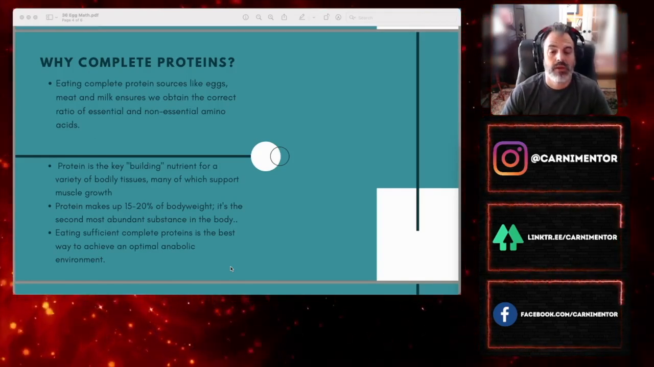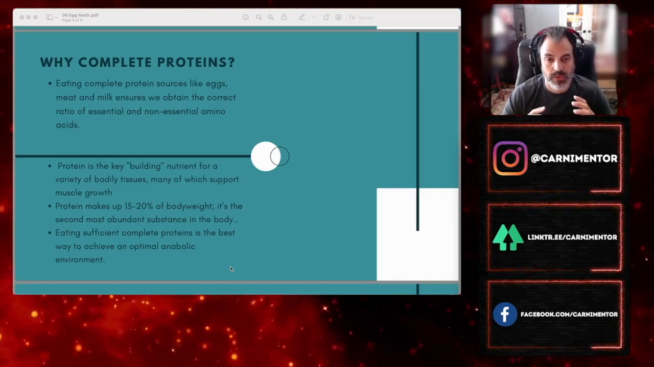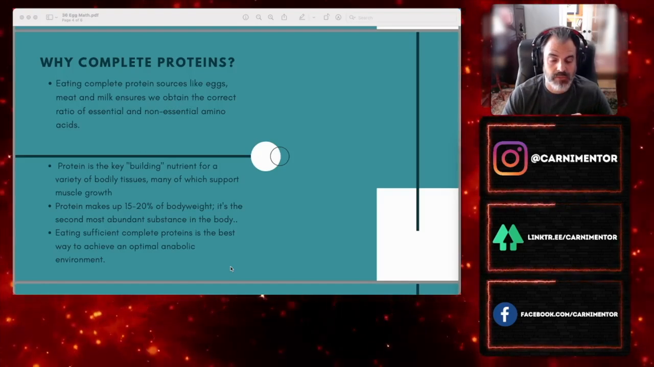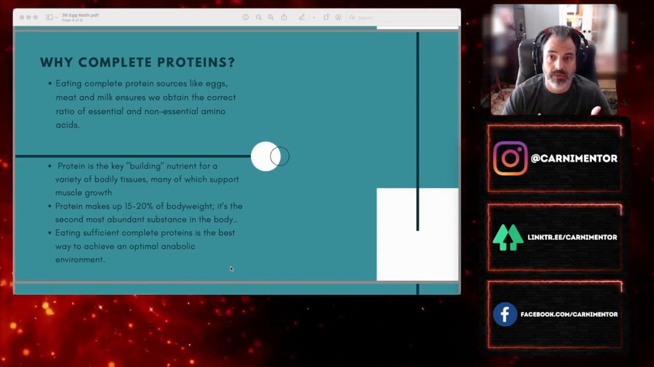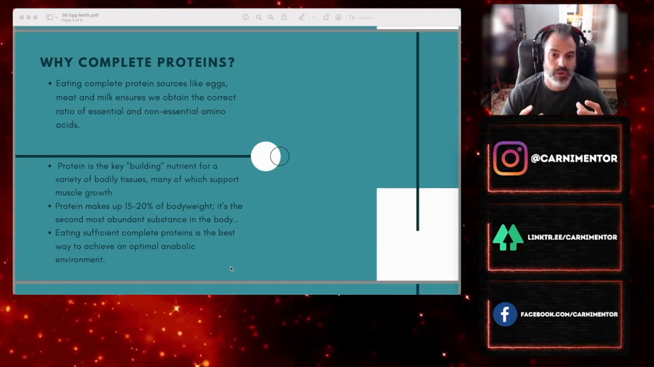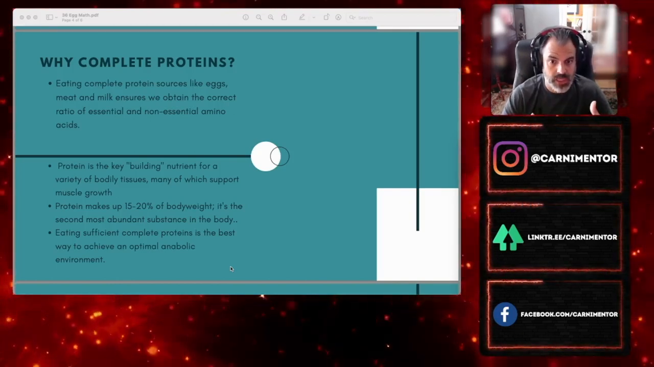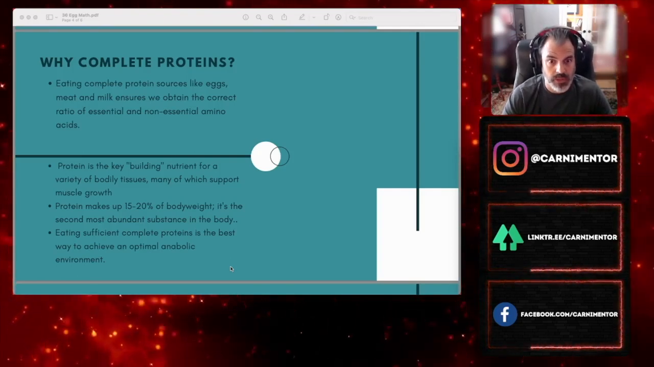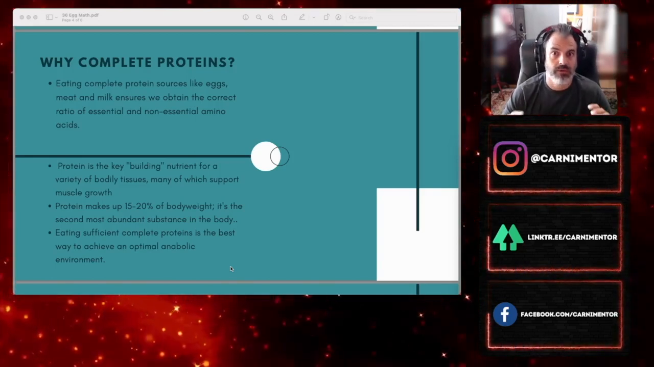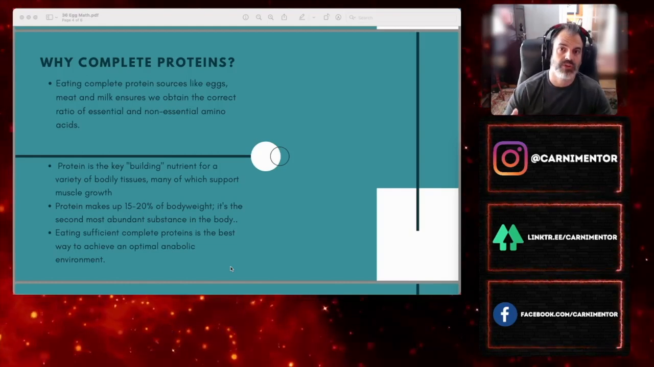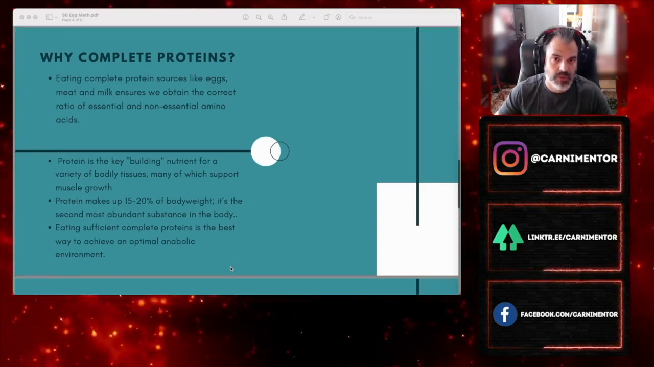And recovery. So protein is the key building nutrient for every body tissue, basically. And what people don't understand is that protein, most of your body is protein, aside from water. Protein is 15 to 20% of your body weight, and it is the second most abundant item in the body, second only to water. Eating sufficient complete proteins is the best way to achieve anabolism, to achieve that anabolic environment for optimal muscle protein synthesis.